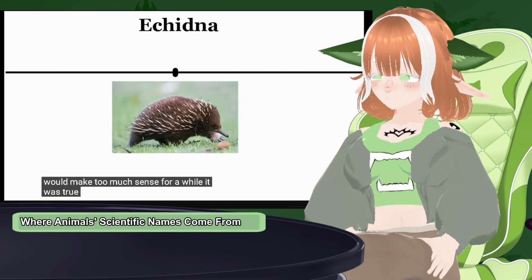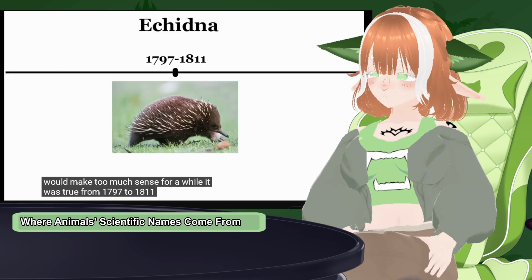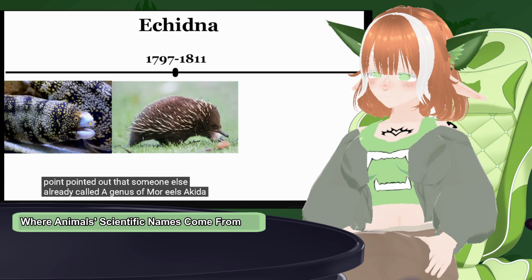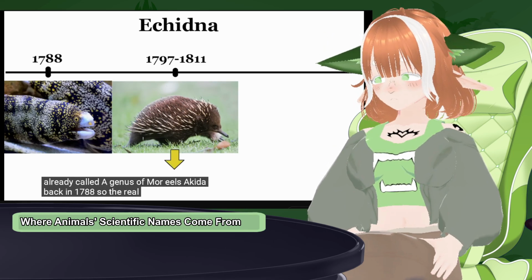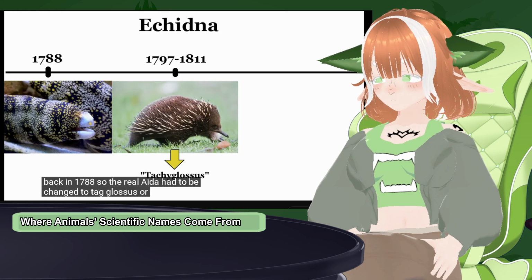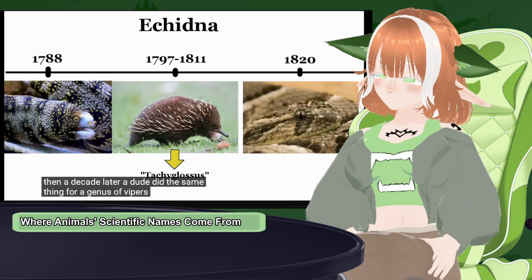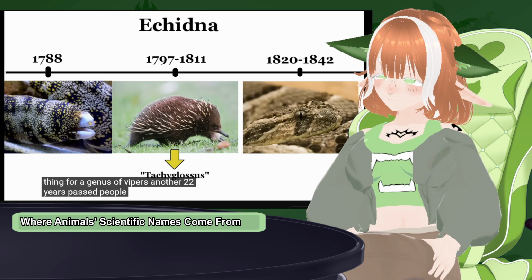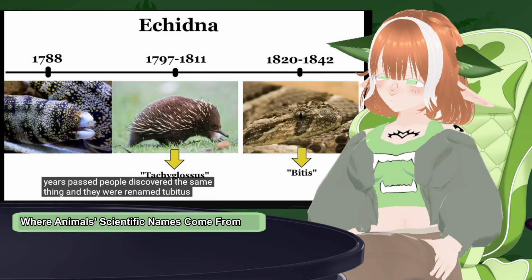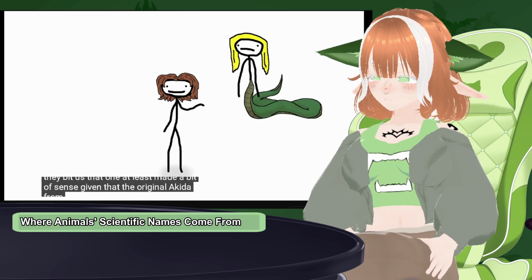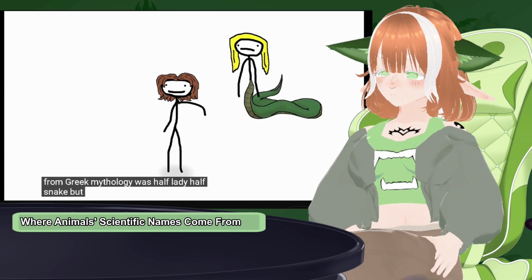For a while it was true, from 1797 to 1811. Then it was pointed out that someone else already called a genus of moray eels echidna back in 1788, so the real echidna had to be changed to Tachyglossus, or quick tongue. Then a decade later, a dude did the same thing for a genus of vipers. Another 22 years passed, people discovered the same thing, and they were renamed to Bitis, cause they bit us. That one at least made a bit of sense, given that the original echidna from Greek mythology was half lady, half snake, but who cares at this point?